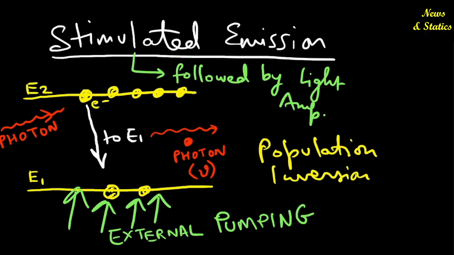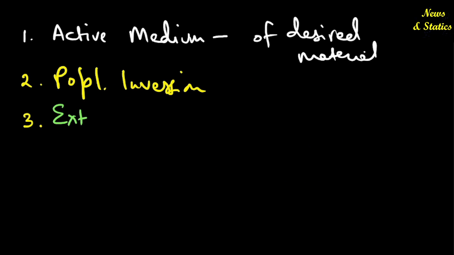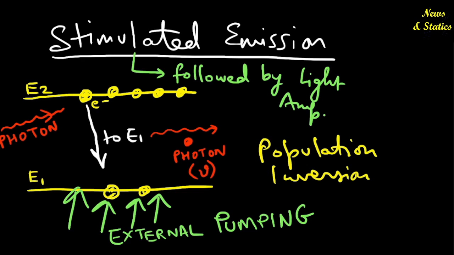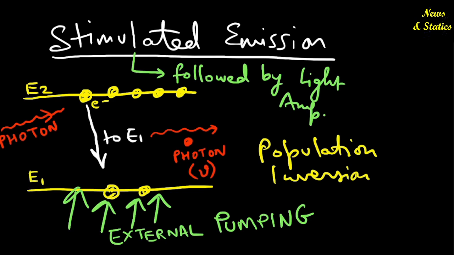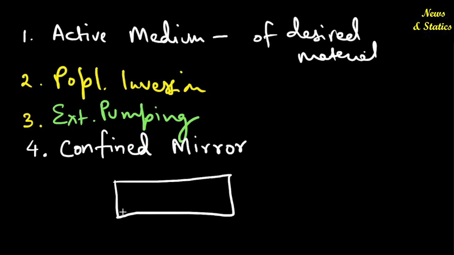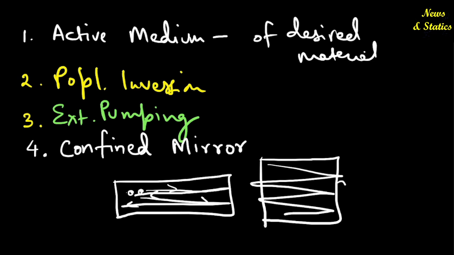This external energy is called external pumping of energy. We can have optical pumping, electrical pumping. Energy can be given to these E1 electrons in different ways. And we must also have some sort of confined mirror-like structure so that the emitted photons keep reflecting and they keep amplifying within, and then you can make a small hole and all the light comes out of it. That is the focused laser.